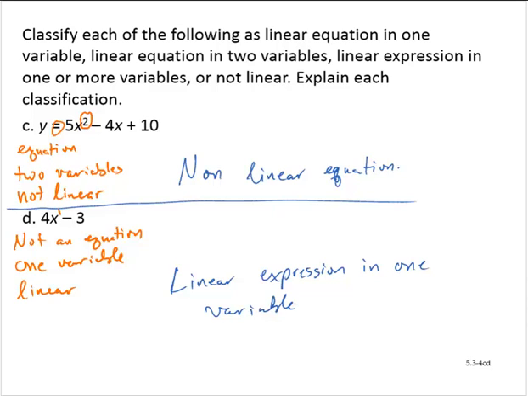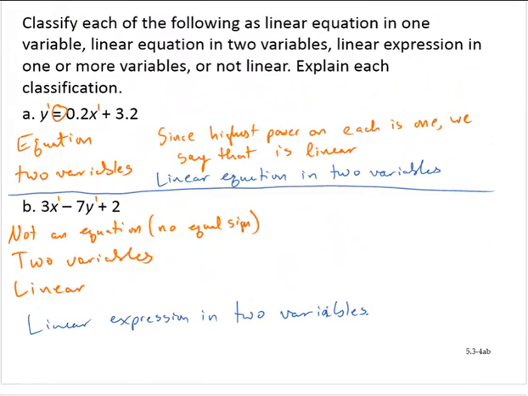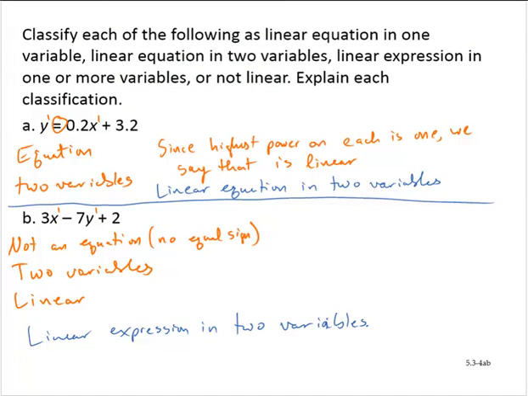Now, I've been describing linear and nonlinear by looking at the exponents, but we can also think of the degrees of the terms. So let's go back for a moment to the previous slide. So notice, let's consider the degrees. That y to the first power, that's a degree 1. 0.2x, that's a degree 1. 3.2 is a degree 0. And if we look at the terms, the highest degree is 1, linear.